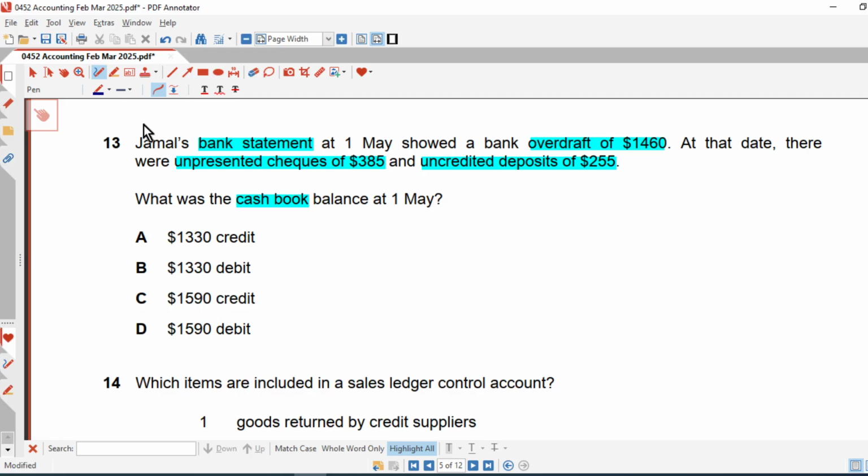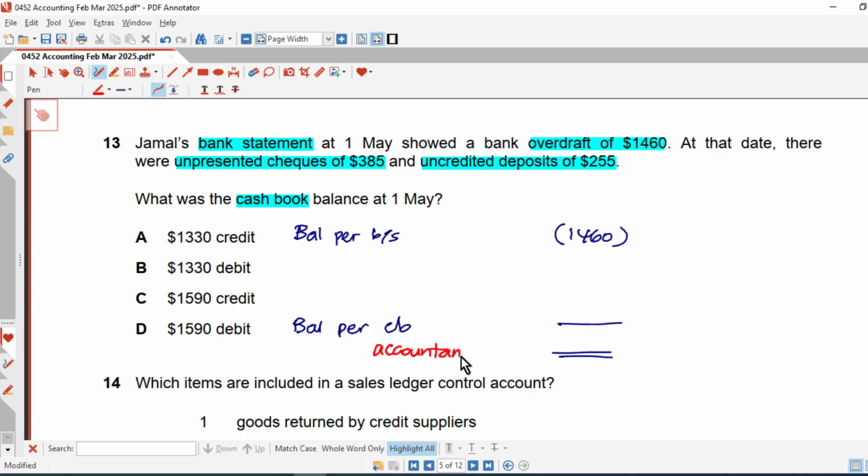Okay, so what I'm gonna do is I'm gonna start with the balance per bank statement, right? So balance per bank statement, I have 1,460. It's an overdraft, so I'm gonna make sure I indicate that. So I'm trying to reconcile to the balance per cash book. Now how I'll do things is that I always look at the endpoint. I'm trying to agree to the cash book balance. That means I'm trying to work towards the perspective of the accountant. So I will follow what the accountant has done.